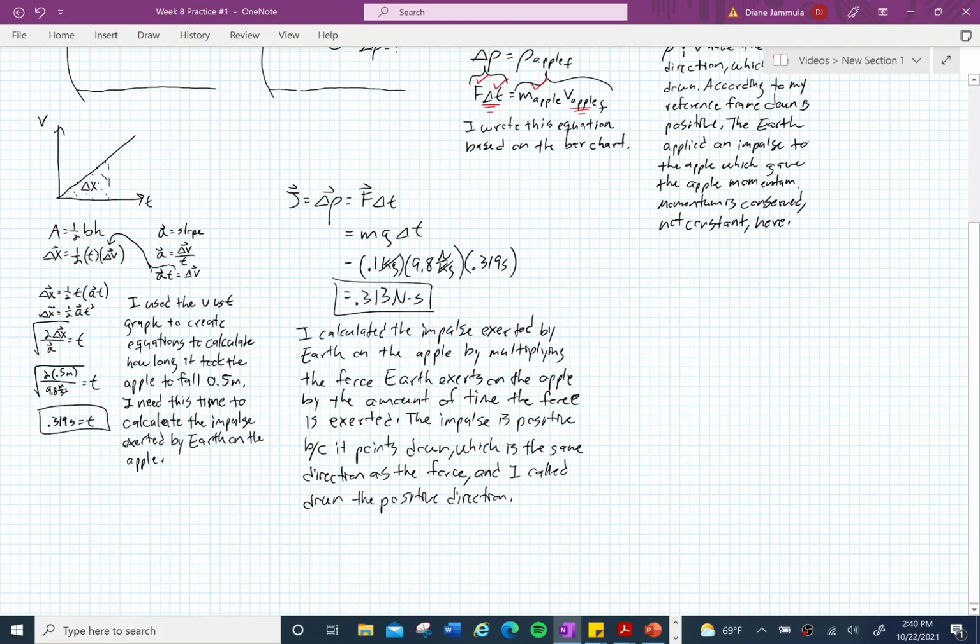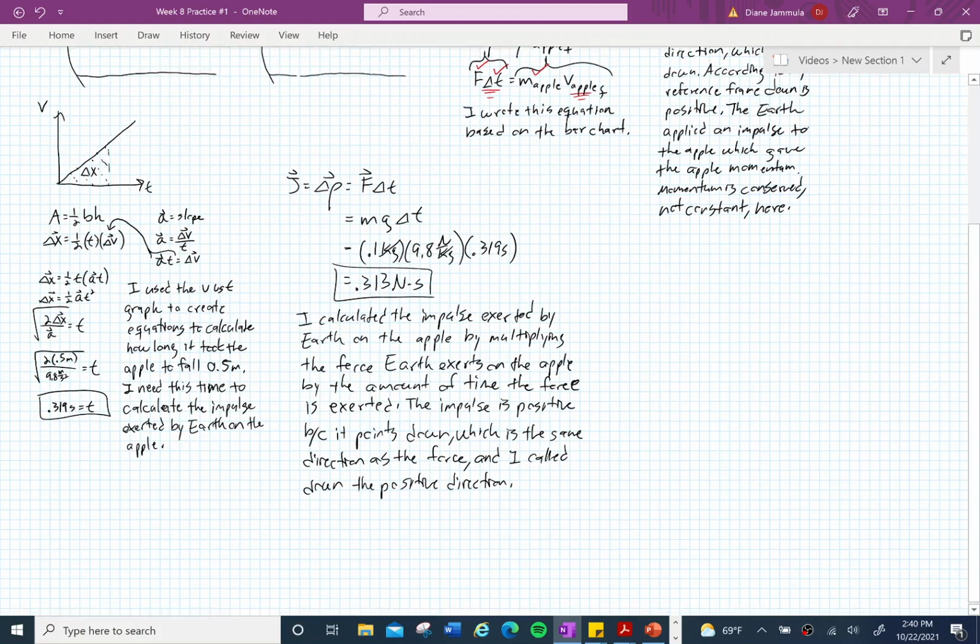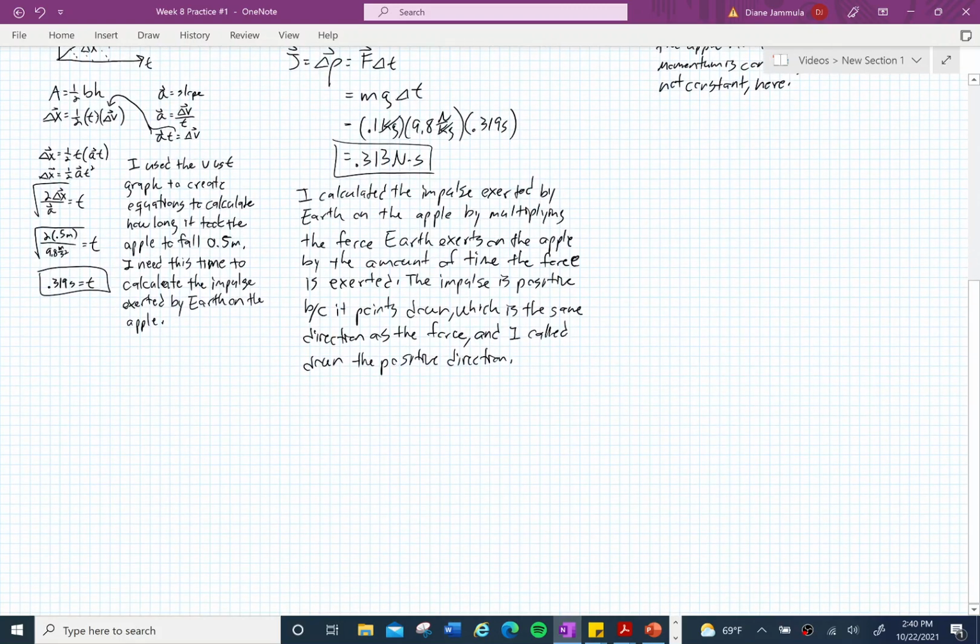Okay, so I'm kind of mixing my explanation with evaluation here. The other thing I would note is that from unit analysis, I got a unit Newton times second, which is the unit for impulse.